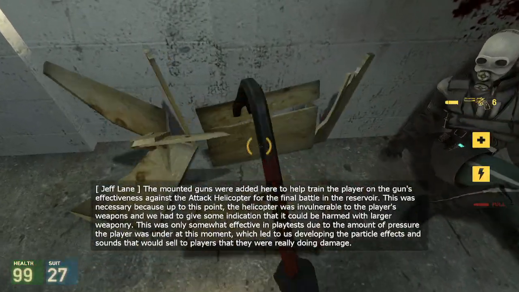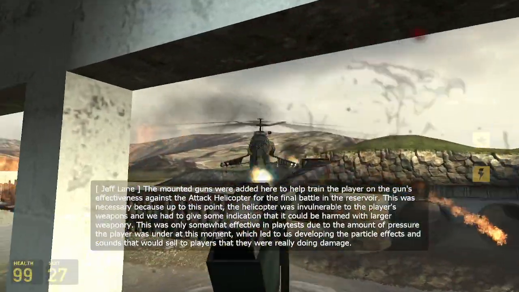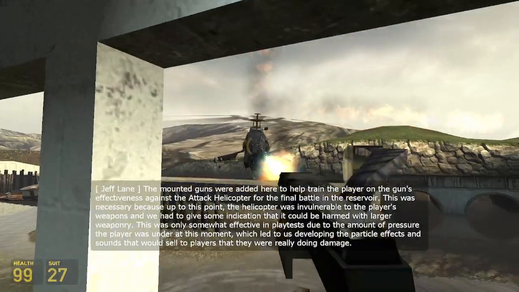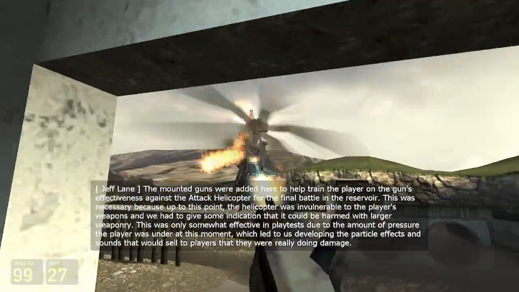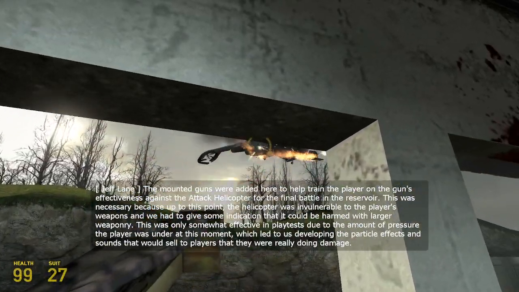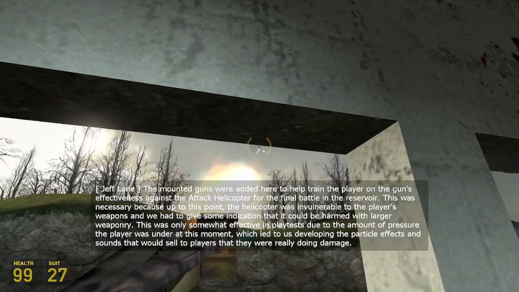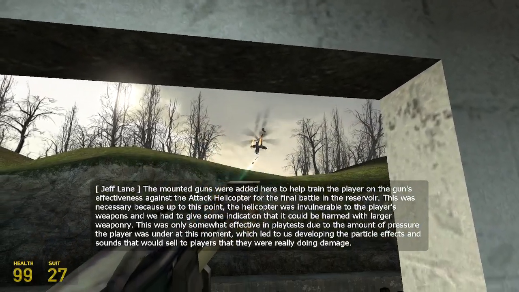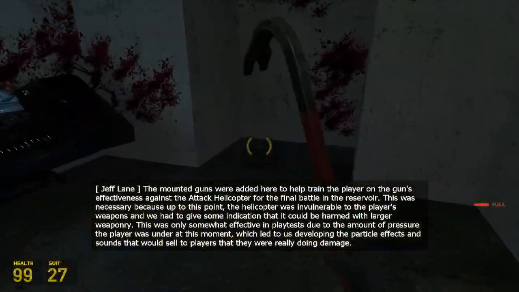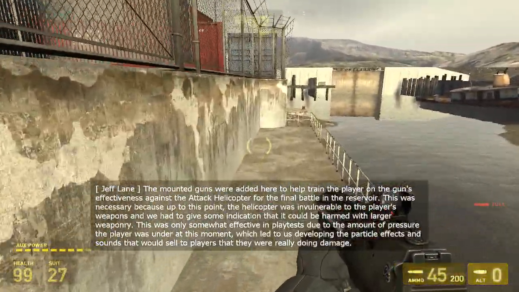Mounted guns were added here to help train the player on the gun's effectiveness against the attack helicopter for the final battle in the reservoir. This was necessary because up to this point, the helicopter was invulnerable to the player's weapons, and we had to give some indication that it could be harmed with larger weaponry. This was only somewhat effective in playtest due to the amount of pressure the player was under at the moment, which led us to developing the particle effects and sounds that would sell to the players that they were really doing damage.